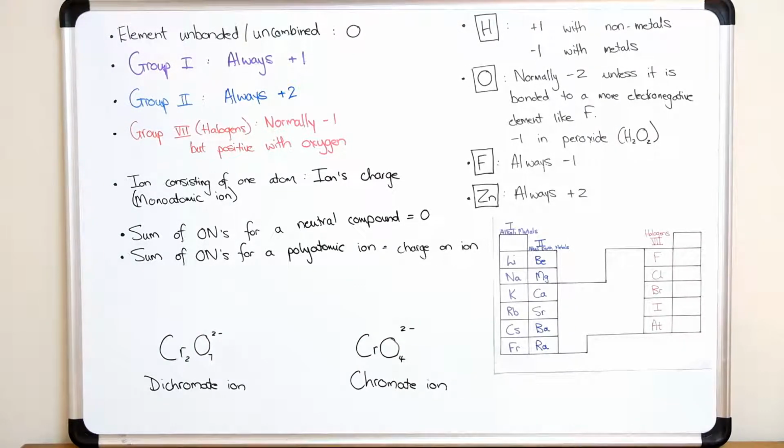Next, we are going to figure out the oxidation number for chrome in the dichromate ion and in the chromate ion.